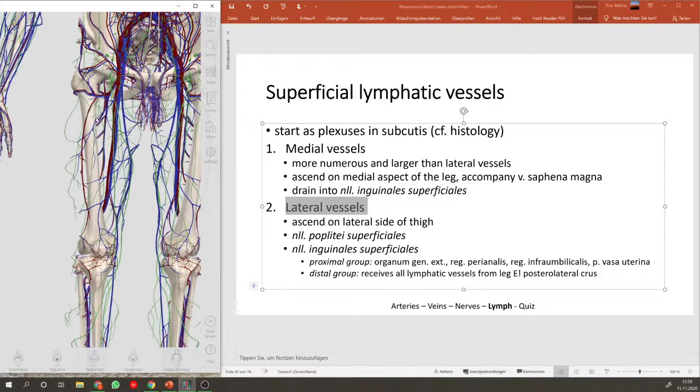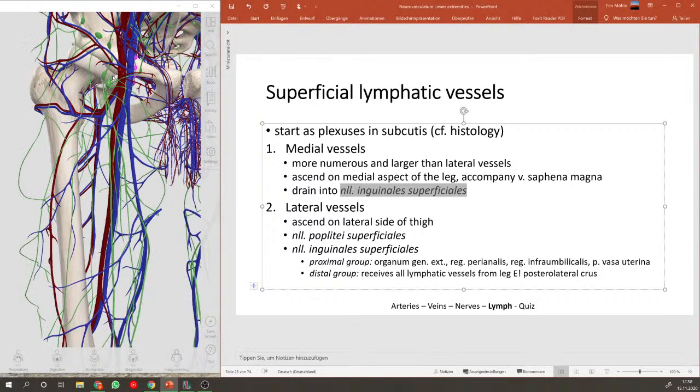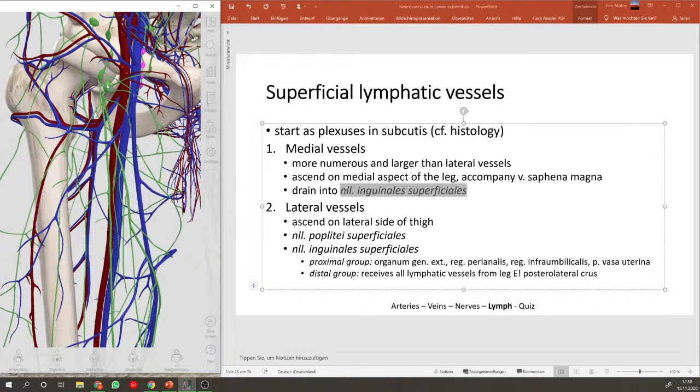All right. The medial lymph tracts will drain into the superficial inguinal lymph nodes, so nodi lymphoidei inguinales superficiales. These are the large ones that you can see here and here, mostly lateral to the vein, and of course superficial. There are different classifications and divisions for it. The white book uses proximal group and distal group, so let's just stick with that.